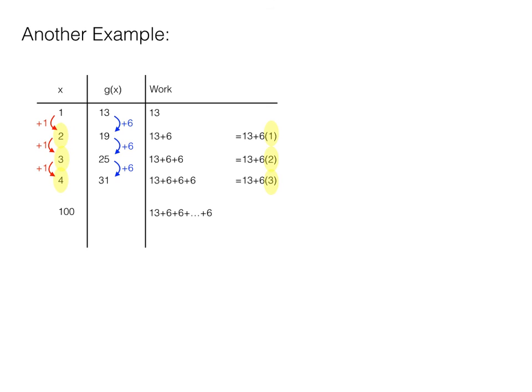So it seems like the number of 6's we have is 1 less than whatever x is. So when x is 100, we should have 99 6's. So that one will be 13 plus 6 times 99, which is 607. I don't care so much about the 607, but I do care about the work. I care about how we got it. So when we have x, and we're looking for a rule for g of x, we know we're going to have 13 plus a bunch of 6's. How many 6's? 1 less than x. How do we write that? x minus 1. So we have the rule g of x is equal to 13 plus 6 times x minus 1.